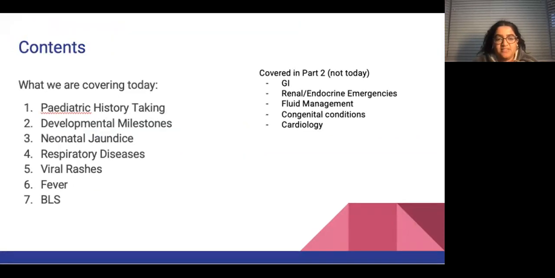So today we'll be aiming to cover pediatric history taking, developmental milestones, and neonatal jaundice, which Marit will hopefully cover. And then Vishal will be doing respiratory diseases, viral rashes, and a bit of fever. And then I'll be finishing fever and then doing a little bit on BLS. And then next Tuesday, we have a session on acute abdomen, renal and endocrine emergencies, fluid management, genetic conditions, and also pediatric cardiology. So please do come for that as well.